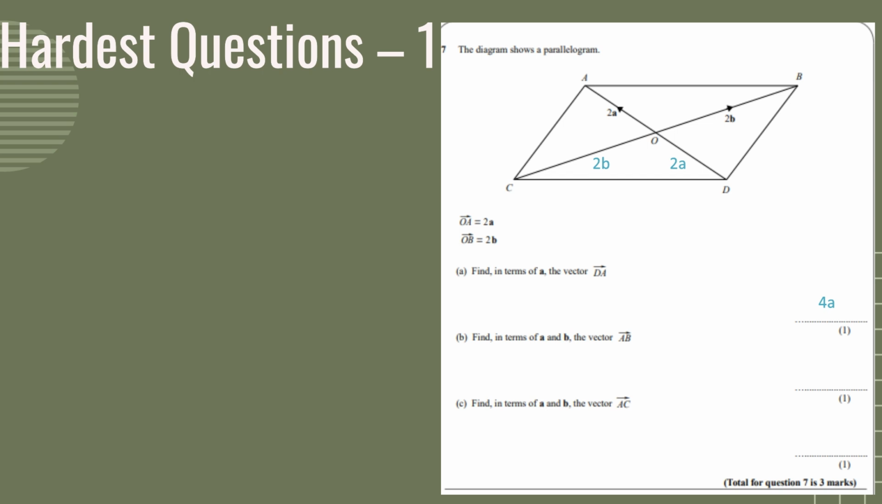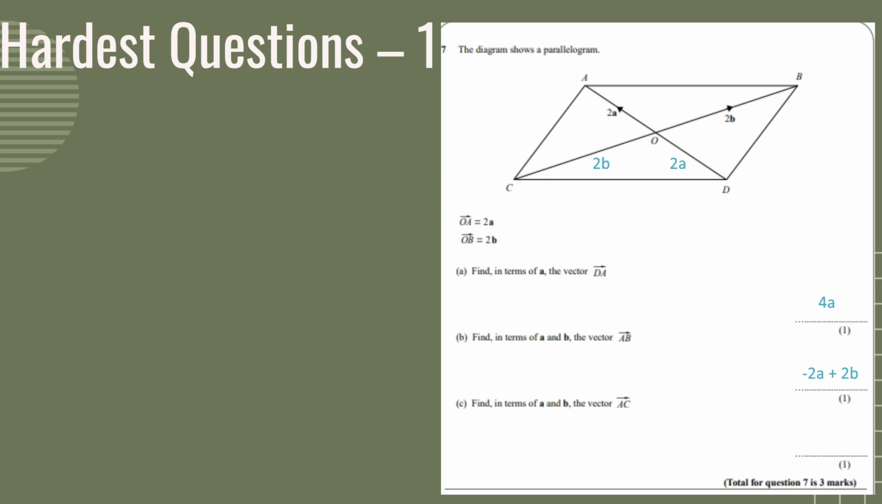Find, in terms of a and b, the vector AB. So this is what we were on about before. We're going to have to go one way to get to the other side. So if we want the vector of AB, we're going to have to go from A, the opposite way of 2a to get to O, and then from O to B. So we go opposite the 2a, so we have minus 2a, and then we plus the 2b. And that's where we get our answer of minus 2a plus 2b.